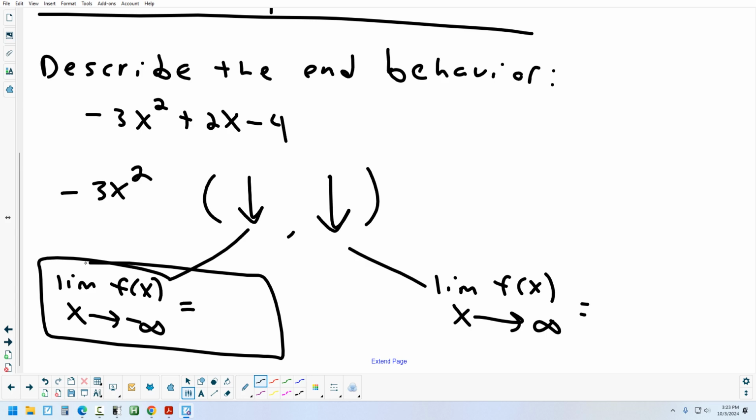Its values. Well, what is it getting closer to? Negative infinity. Yeah, negative infinity. And on the right, what's happening to the y values as x heads to the right on this graph? It's also getting closer to negative infinity. So you should be comfortable with describing the end behavior either using the arrow notation or limit notation. Either way.